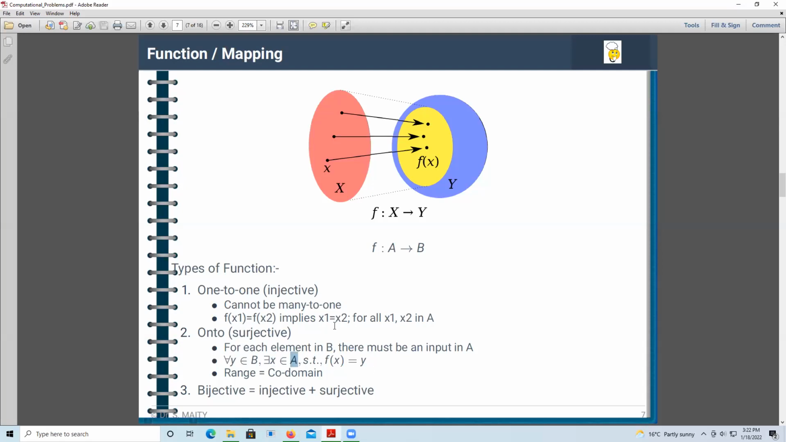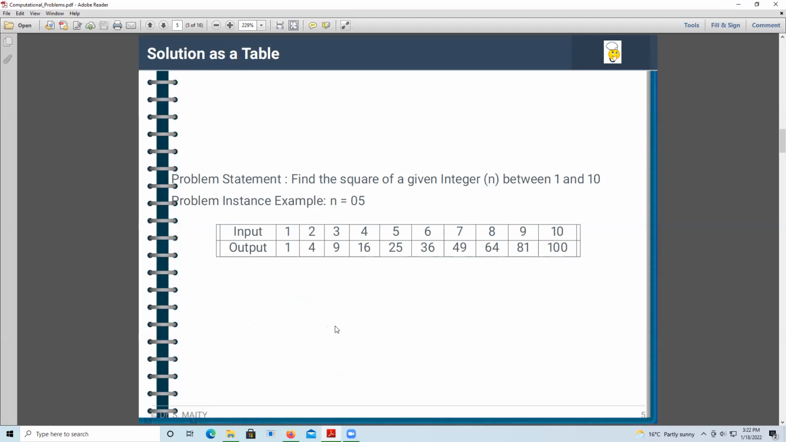If we go back to that table, let us map the requirements here into this table. One-to-one meaning what? It is not many-to-one. So here you are getting 4 for 2. Suppose you get 4 for 5 also. Suppose the value here is 4, then it is violating the one-to-one property, because you are getting the same output for two different values, 2 and 5. So that means it is not one-to-one because it is many-to-one.